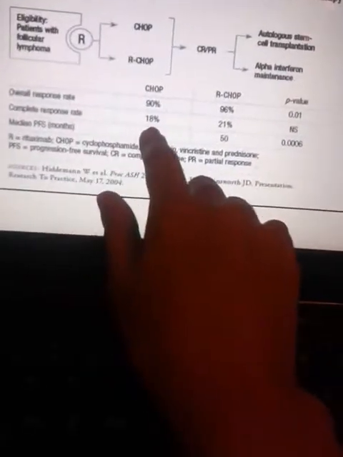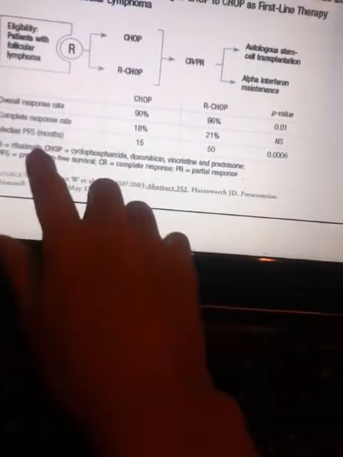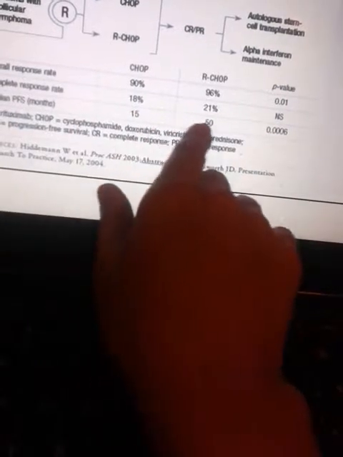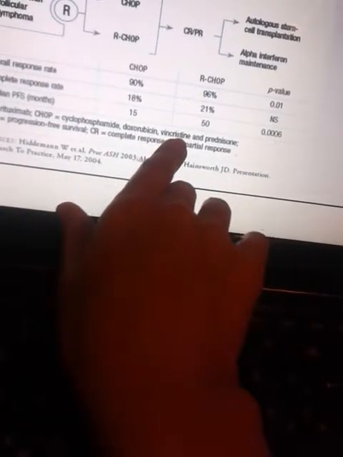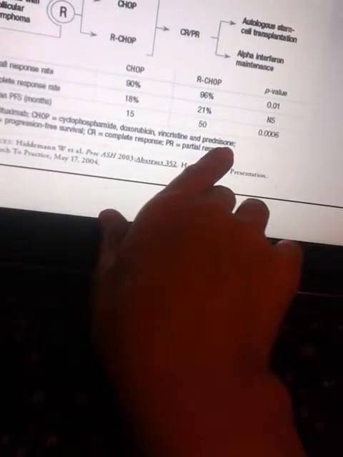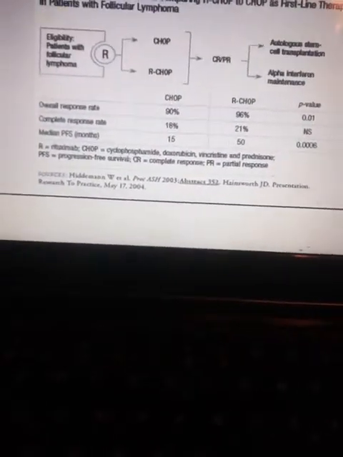Complete response rate is 20% versus 21%, and there is no difference. Median PFS in months. R is rituximab with CHOP. CHOP is cyclophosphamide, doxorubicin, vincristine and prednisolone. PFS is progression-free survival. CR is complete response, and PR is partial response. My source is Hideman.